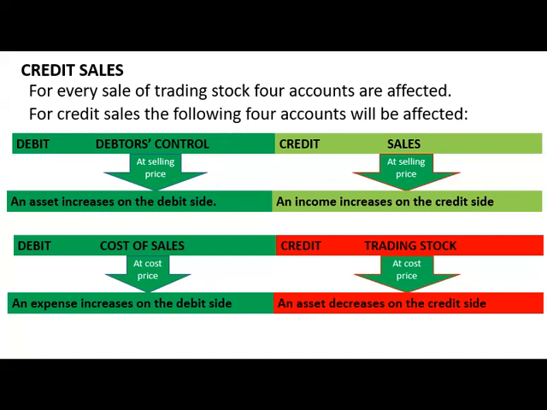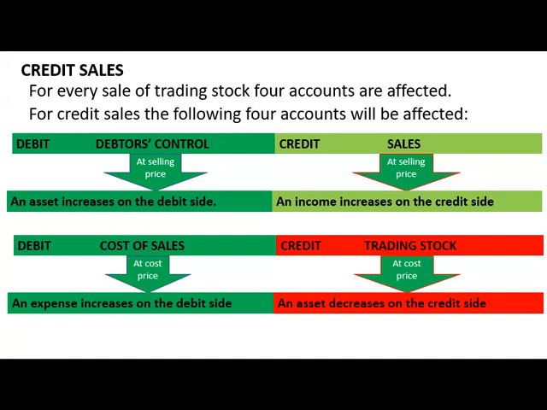Cost of sales will be debited whenever we sell goods, and that's one thing I always emphasize. Cost of sales will only increase whenever we sell goods, meaning that it will only decrease when goods are returned by customers, okay? In this case, obviously, we sold goods. That is why our cost of sales will increase on the debit side. But at the same time, our trading stock will decrease on the credit side by the cost price.